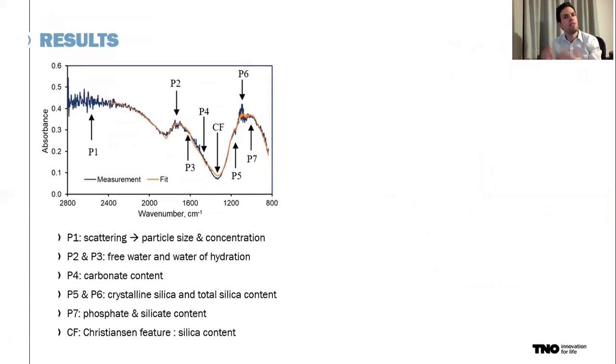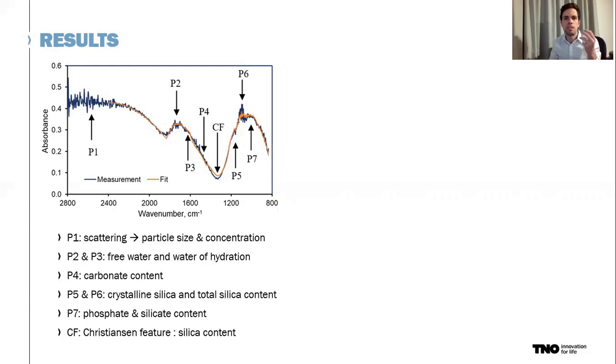Moving forward, this picture shows the data fitting for a typical sample obtained with the PMCID. In blue, we can see the raw FTIR spectrum, and in orange, the fit performed by our algorithm. Several spectral features have been identified to determine the composition of an unknown sample. P1 is related to Mie scattering and gives information about particle size and concentration. P2 and P3 are associated to free water and water of hydration, respectively.